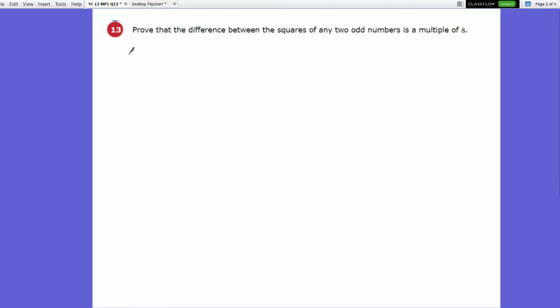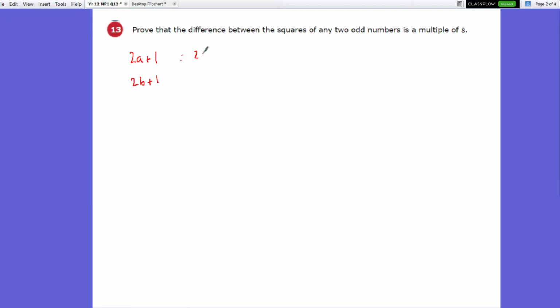Let's go with 2a plus 1, and let's call the other one 2b plus 1. Okay, so it's a multiple of 2 plus 1. And we need to take the difference between the two squares. So first of all, let's just square this one.